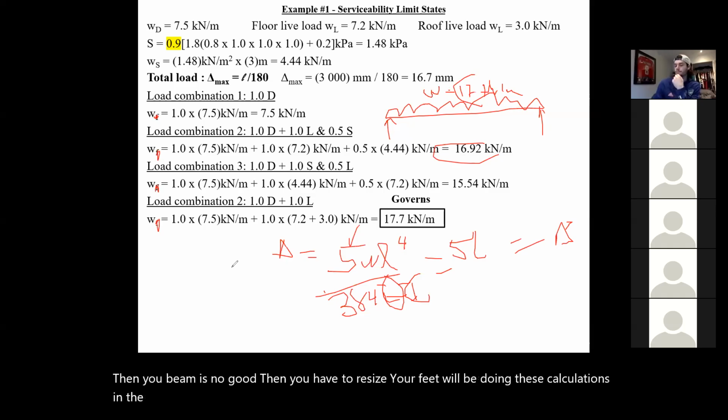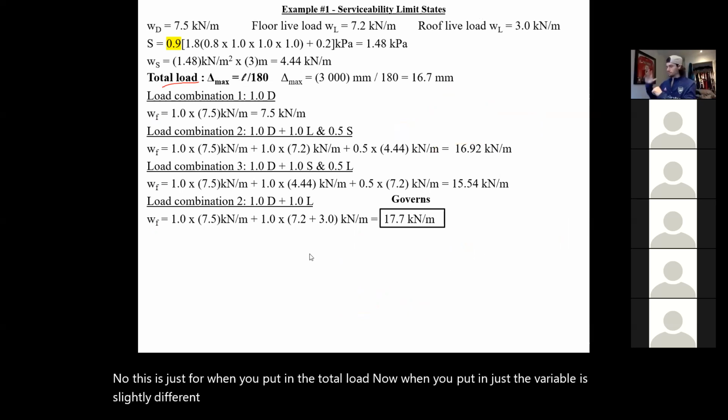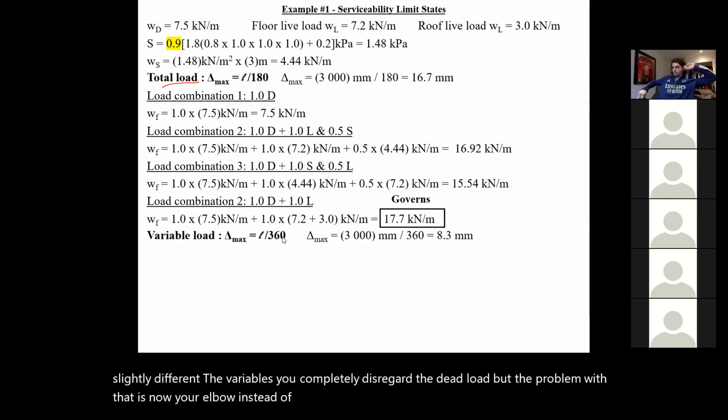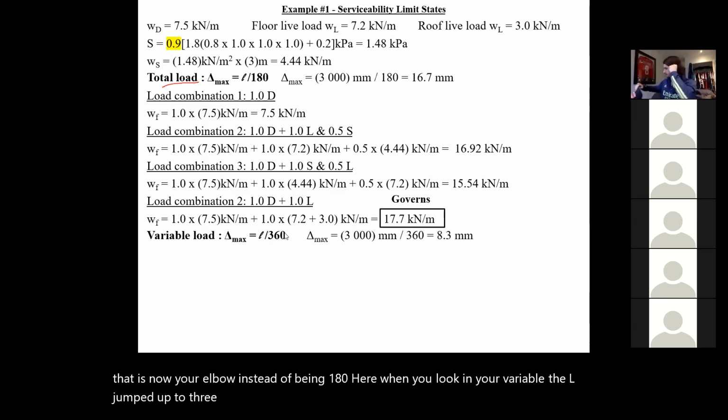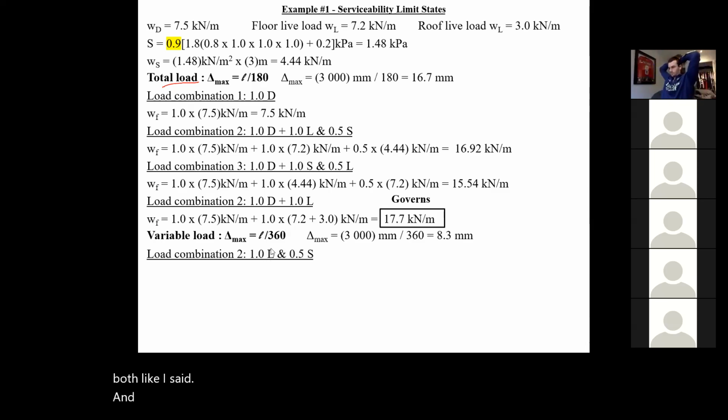Now, this is just for when you put in the total load. Now, when you put in just the variable loads, well, it's slightly different. The variable loads, you completely disregard the dead load. But the problem with that is now your L, instead of being 180 here, when you're looking only at a variable, the L jumps up to 360. So in other words, yes, you have less of a load, but you have a smaller deflection that you're allowed to have under that smaller load, okay? So we'll be checking for both, like I said, and therefore here you do just the live load and snow load.